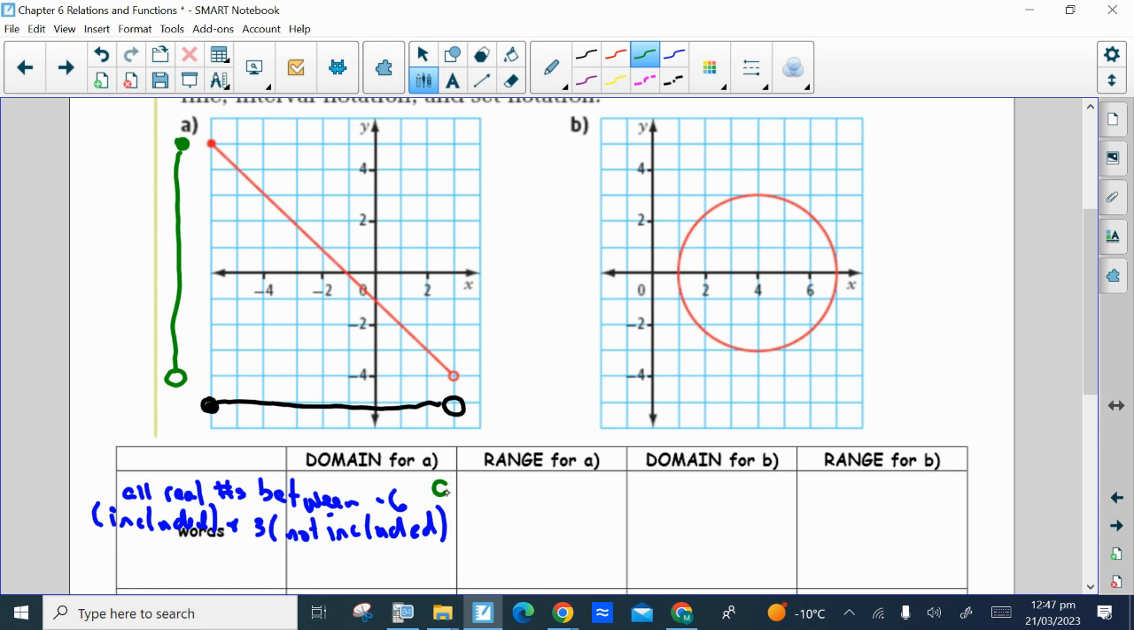It means that we're going to have all real numbers between -4, which is not included, and +5, which is included. So there's the domain and range for that first graph in words.